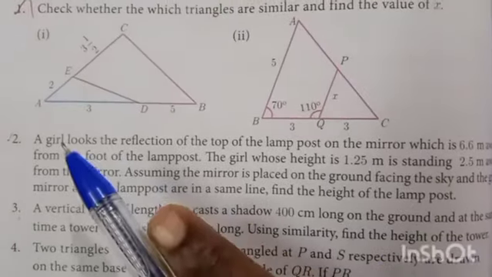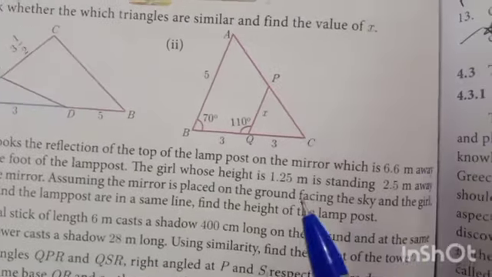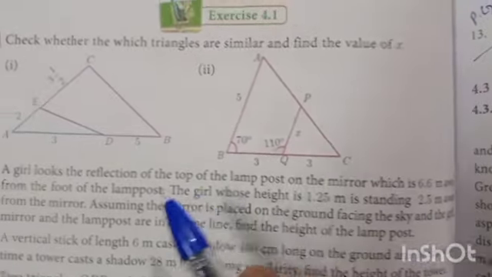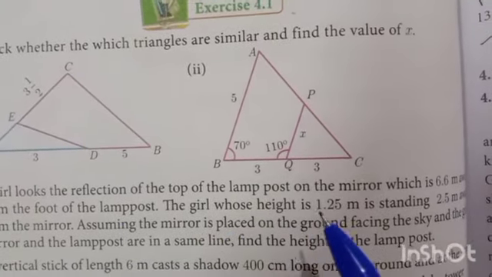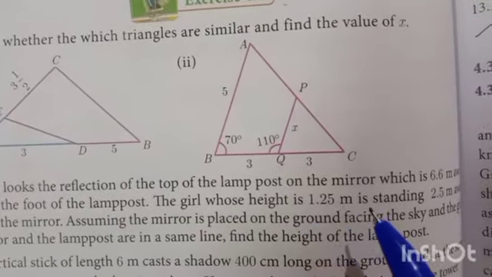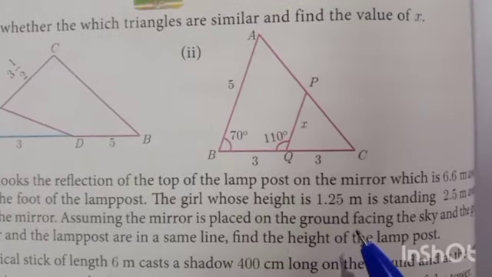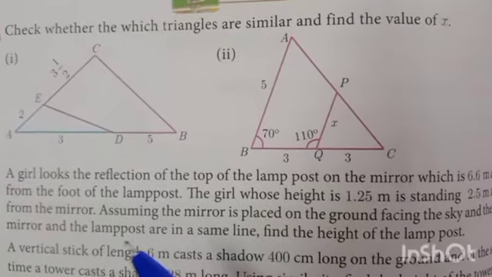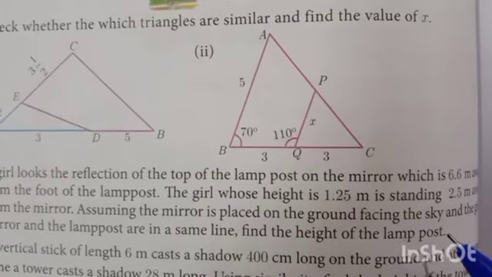Listen students, second question. A girl looks at the reflection of the top of the lamp post in the mirror, which is 6.6 meters away from the foot of the lamp post. The girl, whose height is 1.25 meters, is standing 2.5 meters away from the mirror. Assuming the mirror is placed on the ground facing the sky, the mirror and the lamp post are in the same line. Find the height of the lamp post.